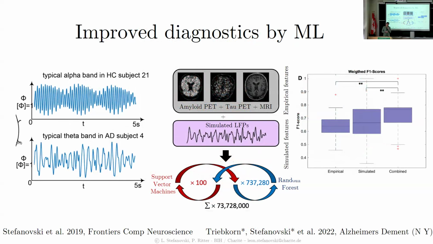And we were also able to show that when we use this simulated local field potential, so basically artificial data, and plug it into a machine learning classification model, we can improve the diagnostic classification between Alzheimer's disease, healthy controls, and mild cognitive impairment, which is kind of an intermediate state.